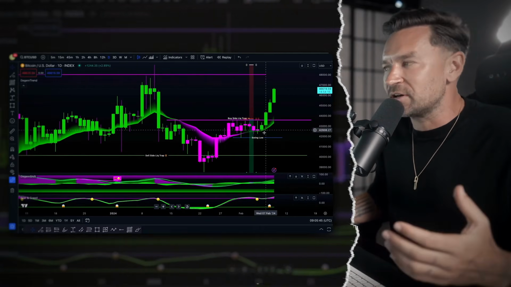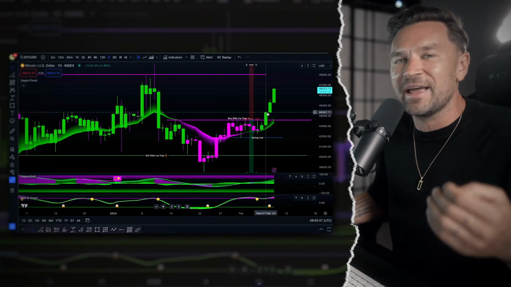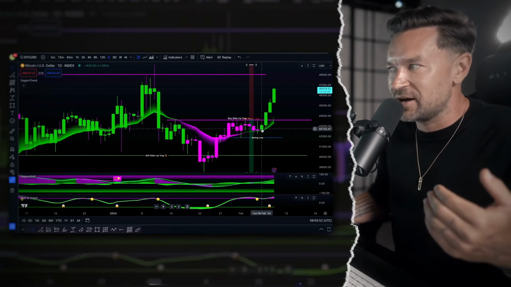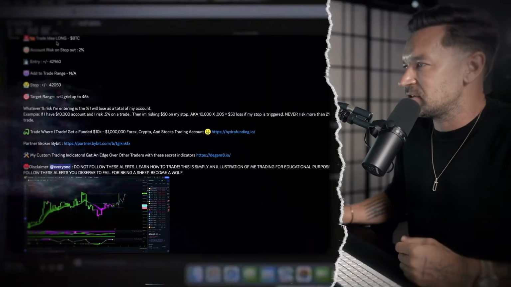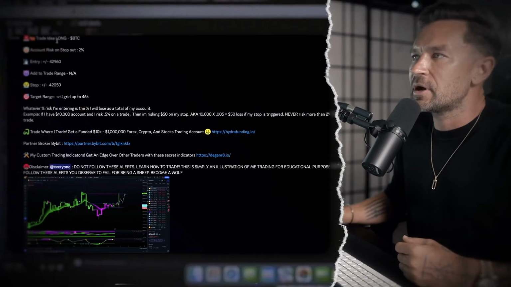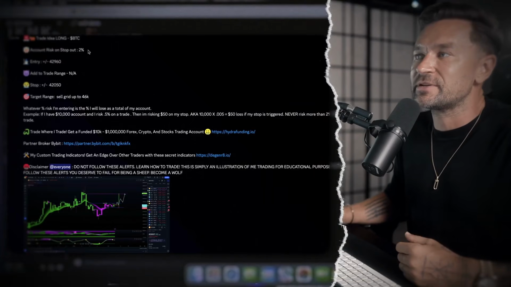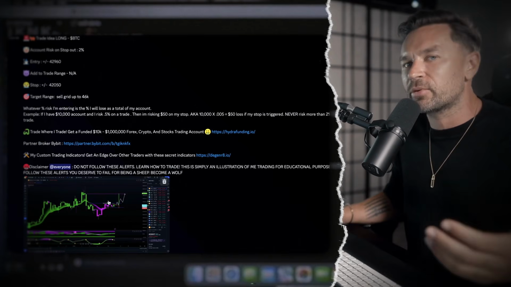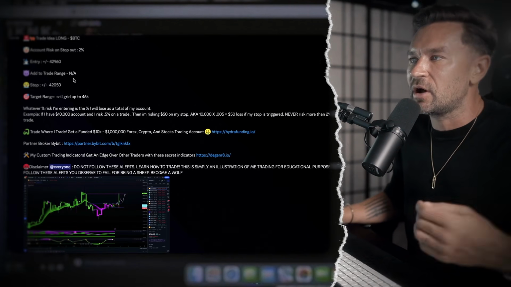Now, I never chase a breakout. I don't buy into a breakout after it already occurs, which is why I got in down here prior to this actually happening. As you can see in the trade alerts here on Bitcoin, long BTC account risk, I'm risking 2%. So I got a little more aggressive on this on the long side due to the fact that we've been more prone to see big moves to the upside going long.